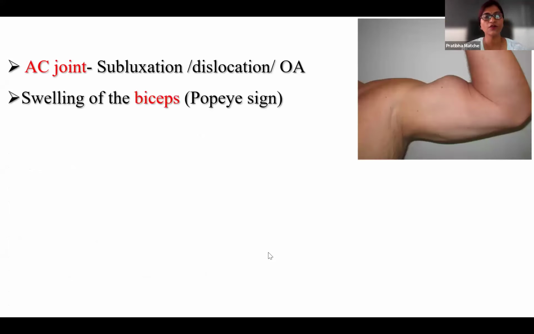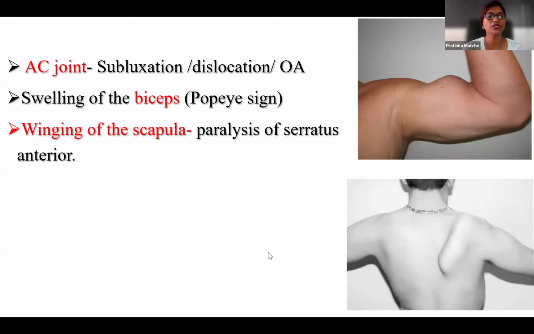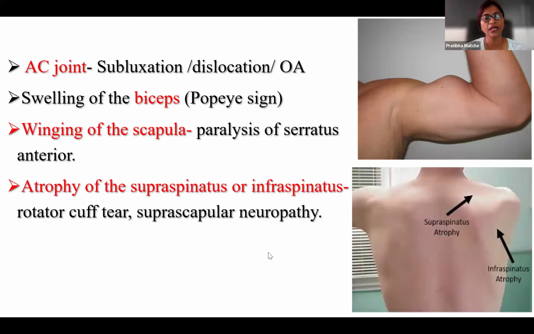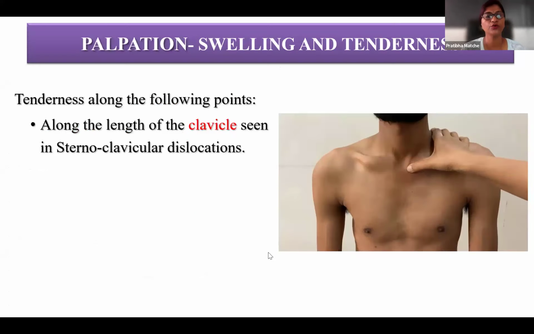If there is a swelling of the biceps, then it could be a Popeye sign because of the rupture of the biceps tendon, winging of the scapula because of the paralysis of the serratus anterior, and atrophy of the supraspinatus or infraspinatus because of the rotator cuff tear or suprascapular neuropathy.